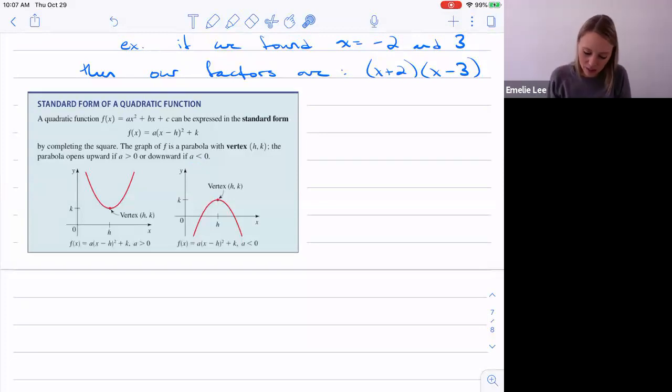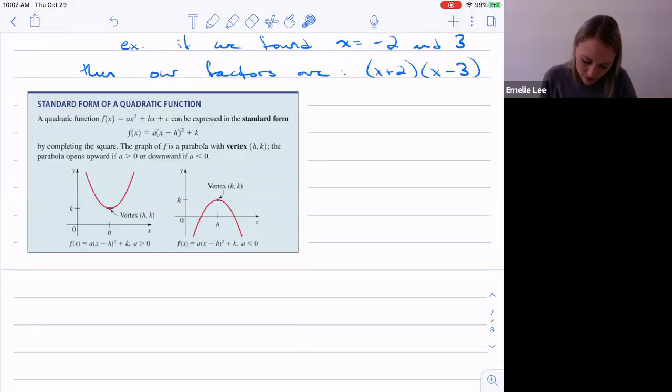Right, so it depends. We get a lot of information from the vertex, so it's really useful to be able to find it and figure out what it is using the standard form. It's also a good exercise in completing the square and, again, algebra.